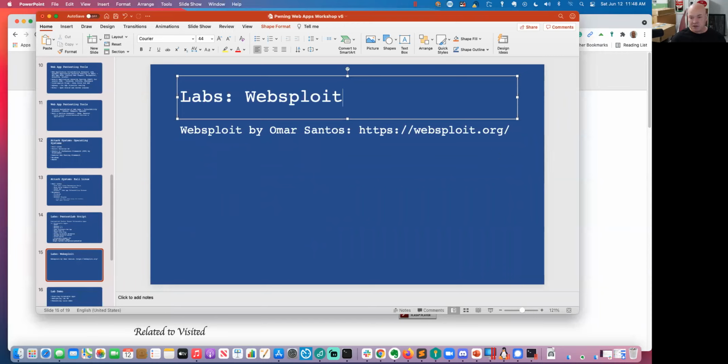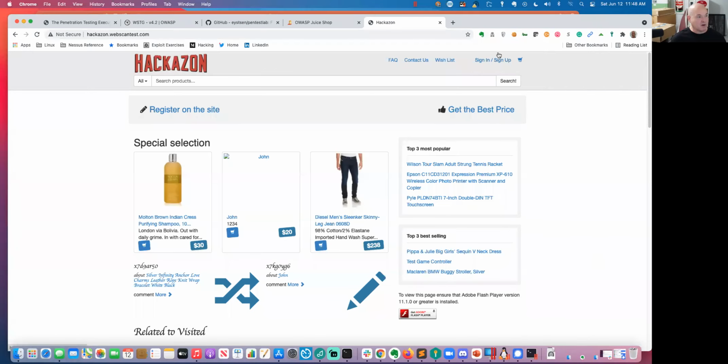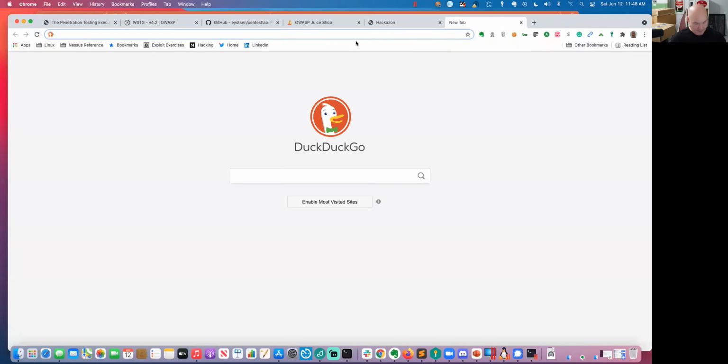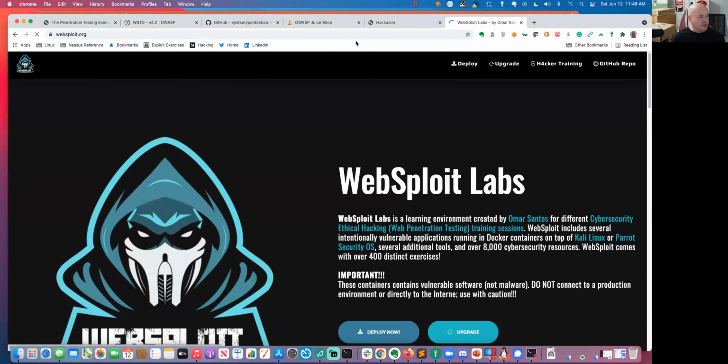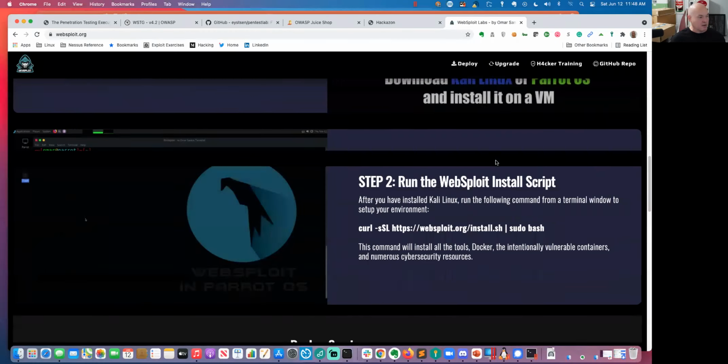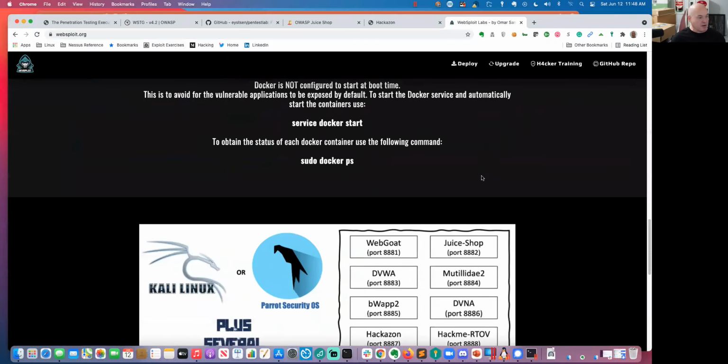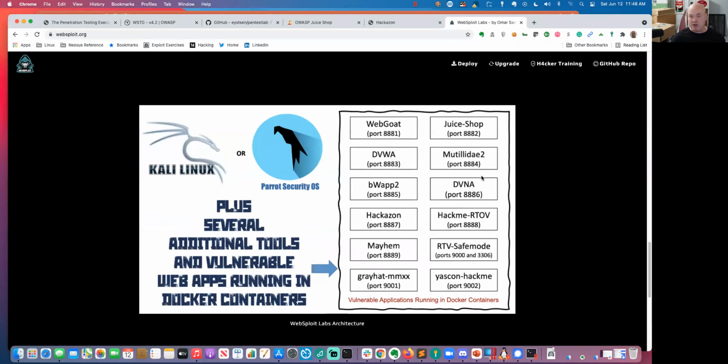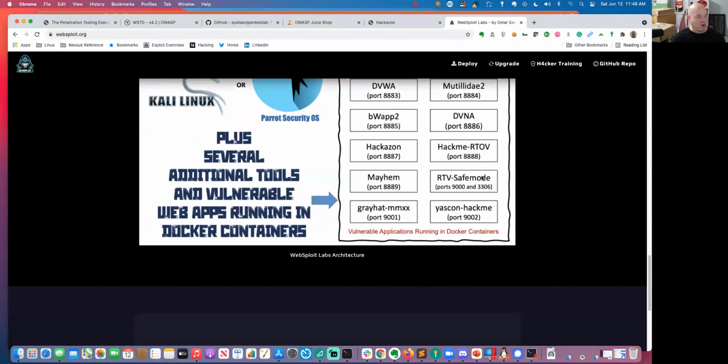But this one is a site you can download. You can go to this site and download, and it's actually an application similar to this Pentester Lab, where you download and install these scripts. It runs on Docker. And also, the thing about Omar, he does training for O'Reilly Books.